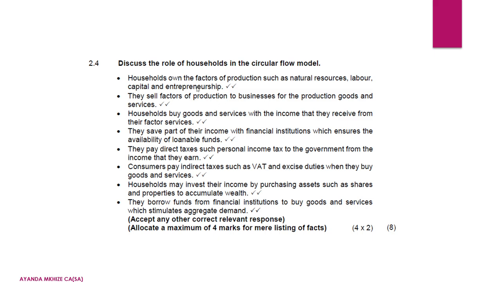Households own the factors of production such as natural resources, labor, capital, and entrepreneurship. They sell factors of production to business for the production of goods and services. Households buy goods and services with the income that they received from their factor services. They save part of their income with financial institutions, which ensures the availability of loanable funds. And they pay direct taxes such as personal income tax to the government from the income that they earn.